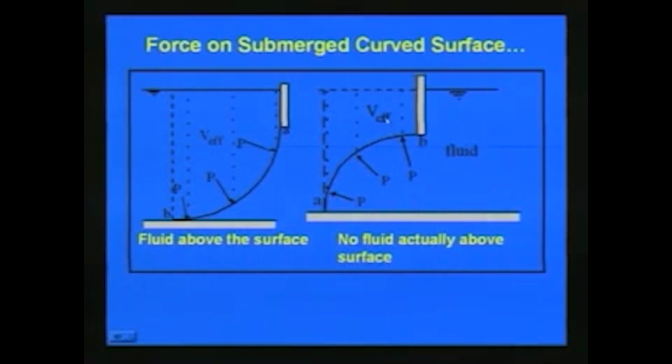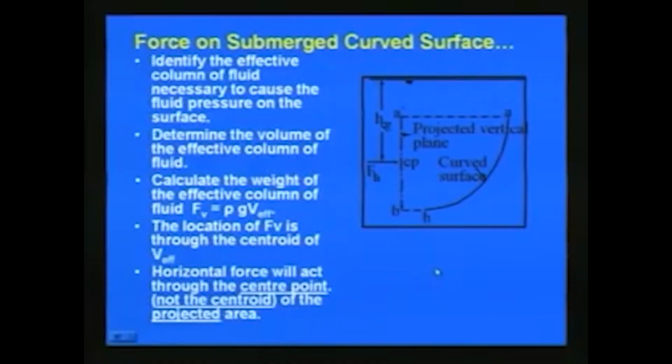And in the second case, in this figure, you can see the fluid is just below the gate. So, the pressure is acting in this direction. P is acting, with no fluid actually above the surface, and the effective vertical force we calculate as seen in the previous slide. So, like this we can determine the effective vertical force, the resultant force, and then the horizontal force.